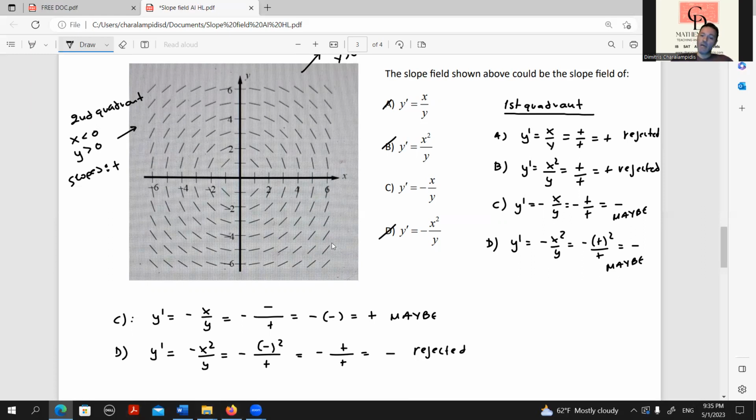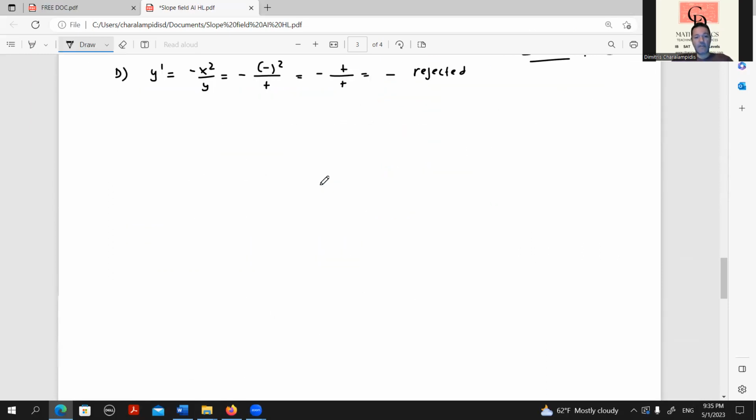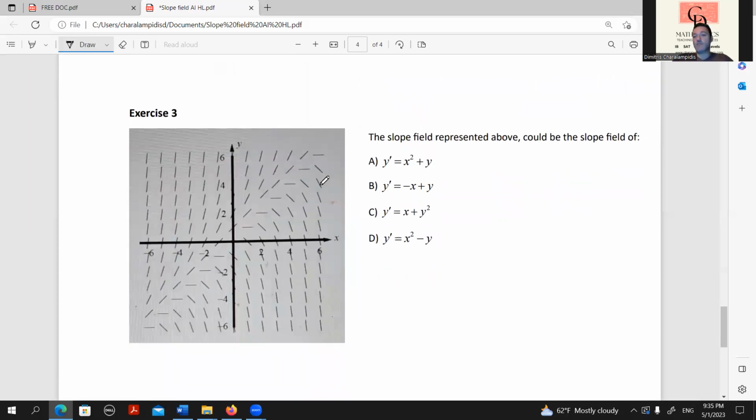So my solution is C. C could actually be the differential equation describing the slope field we have in front of us. And finally, let's see the third exercise, which kind of looks like the second one. The slope field represented below could be the slope field of one of these. What should we do here?